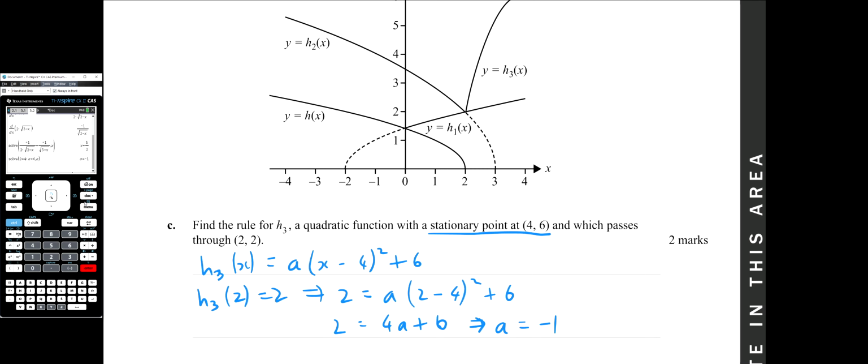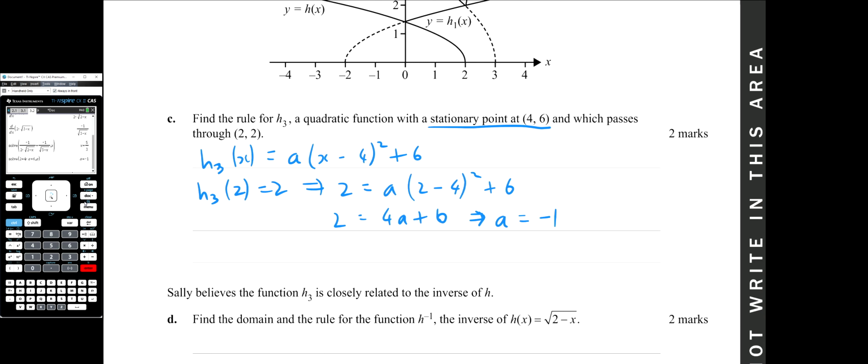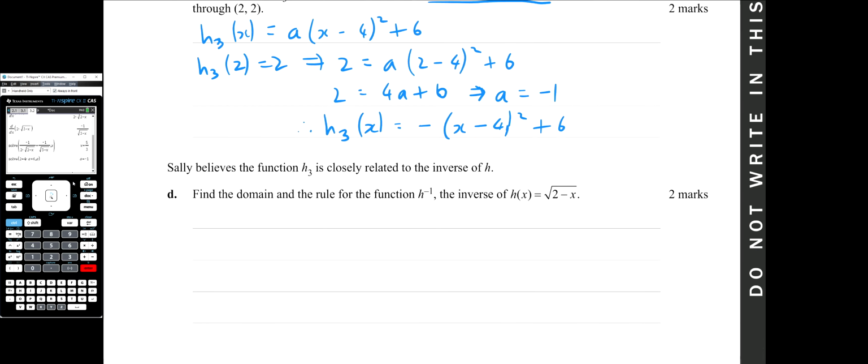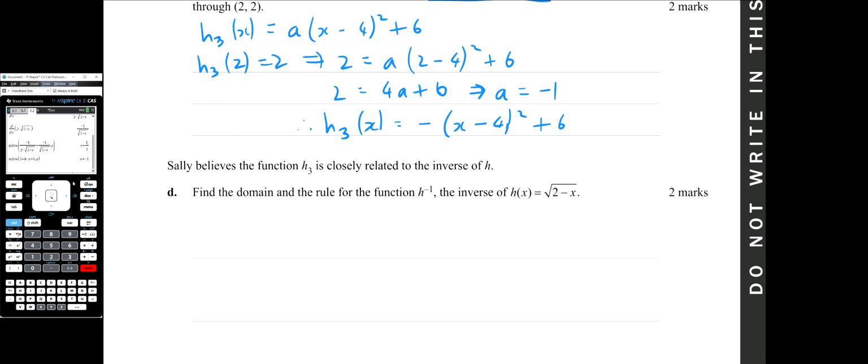So therefore, the rule for h3 of x is equal to negative 1 times (x minus 4) squared, and then plus 6 at the end. There we have it. That is the rule for h3. Awesome. So Sally believes the function h3 is closely related to the inverse of h.